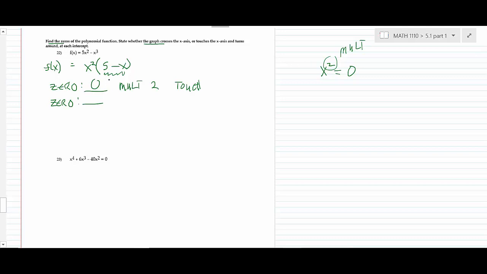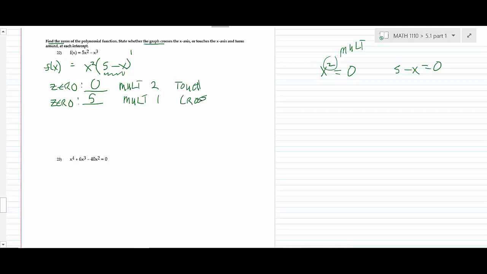5, right? 5 minus 5 is 0, because what you're doing is you're looking at each factor and figuring out what causes that to be 0. So you have a 0 at 5. What's its multiplicity? There's nothing there, so it's 1. And does it touch or cross? Crosses. Good. Okay, everybody with me there? You have to start that way.